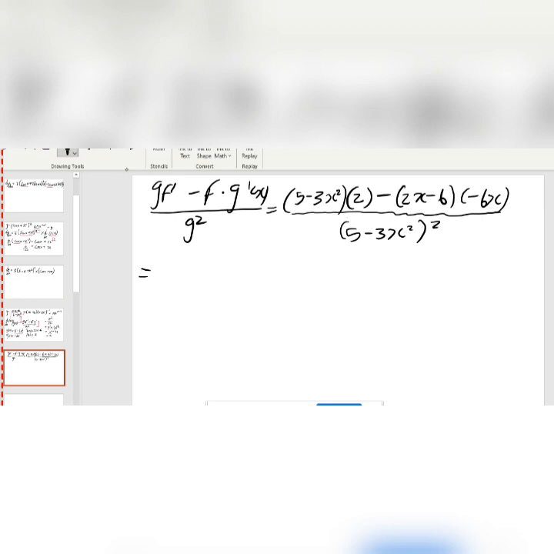Okay, let's simplify this further. You just remove the brackets there. You'll get 10 minus 2 times 3, you get 6x squared, minus, then you just multiply by this 6, you'll get minus 12x squared. I just say this multiplies by this, and then this multiplies by this. I'm just removing the brackets, guys, and then you'll say minus 6 times 6, you'll get positive 36x.